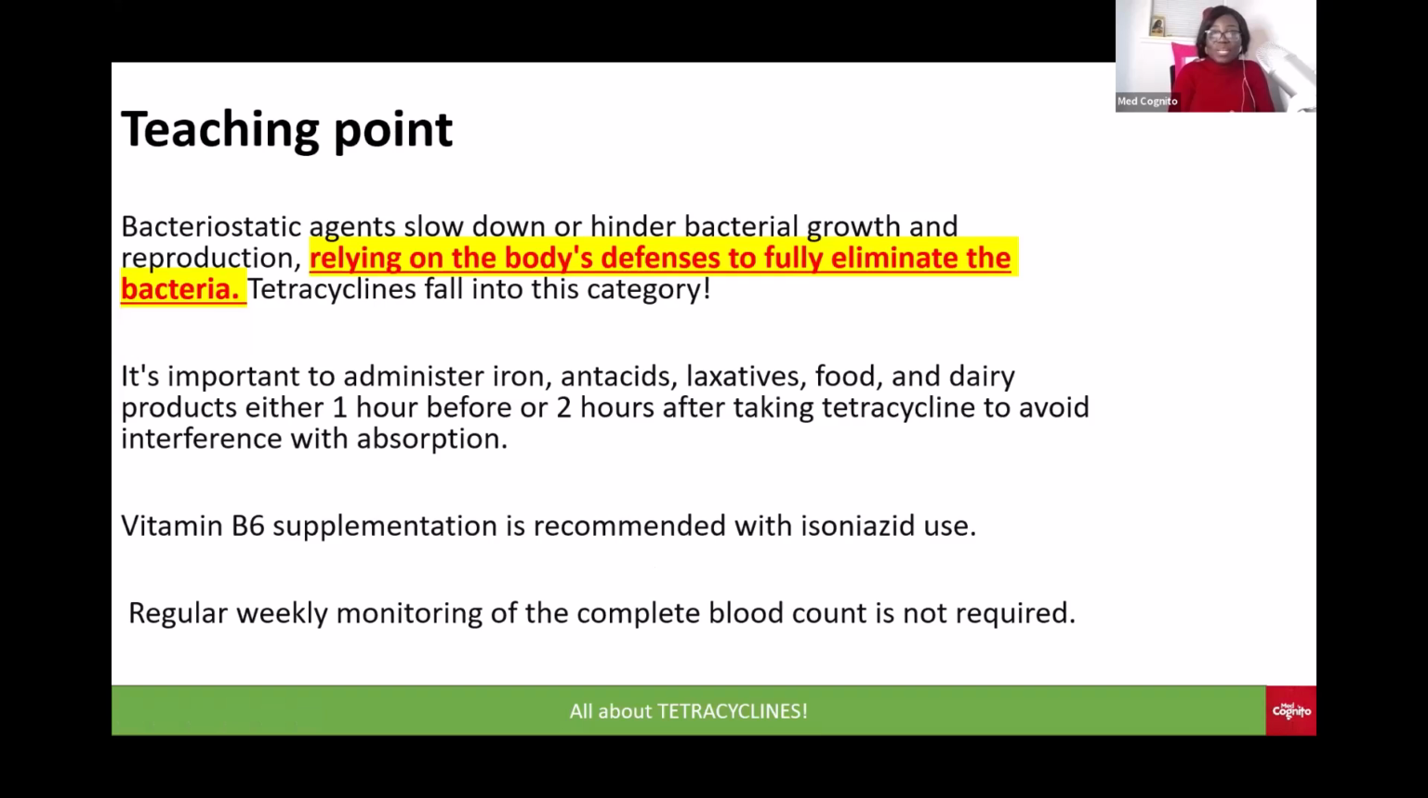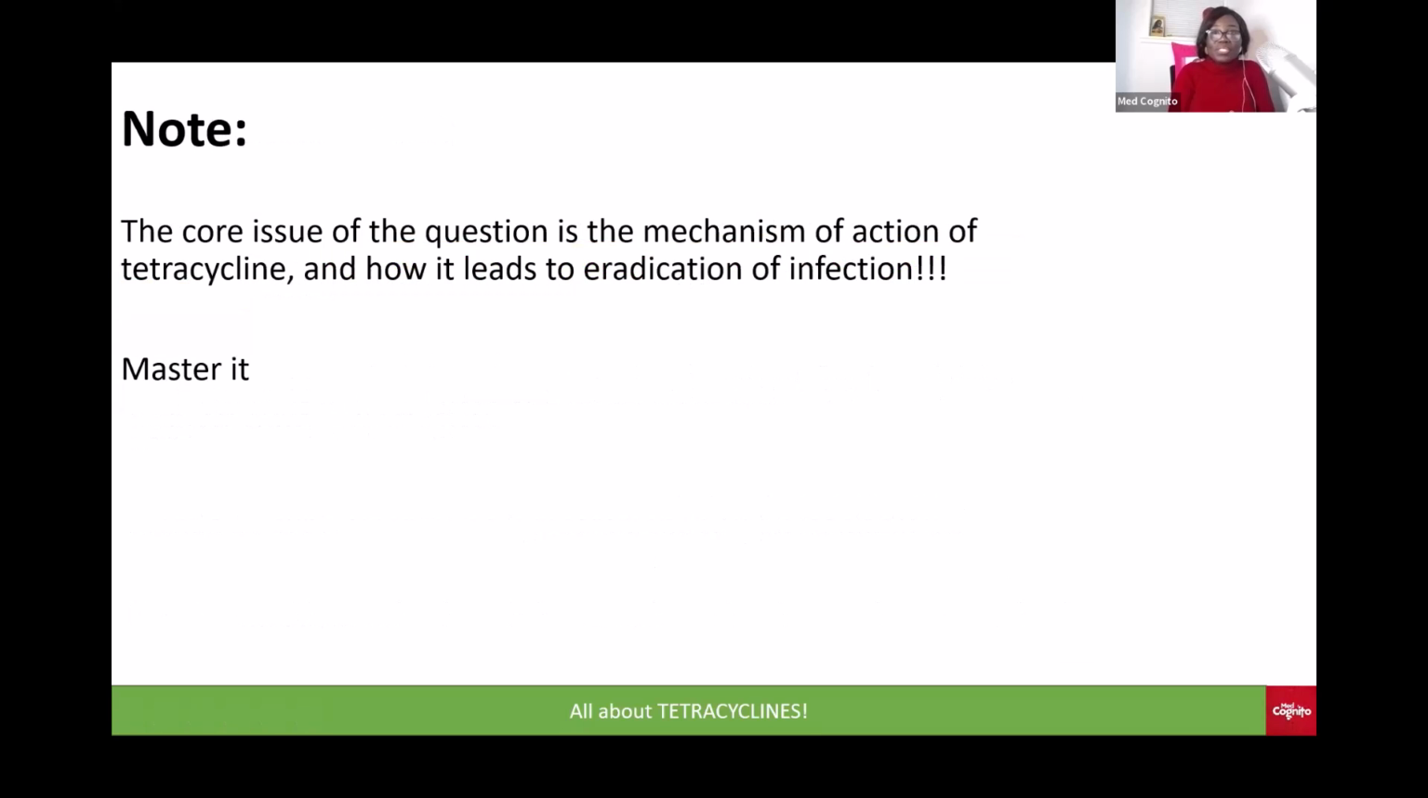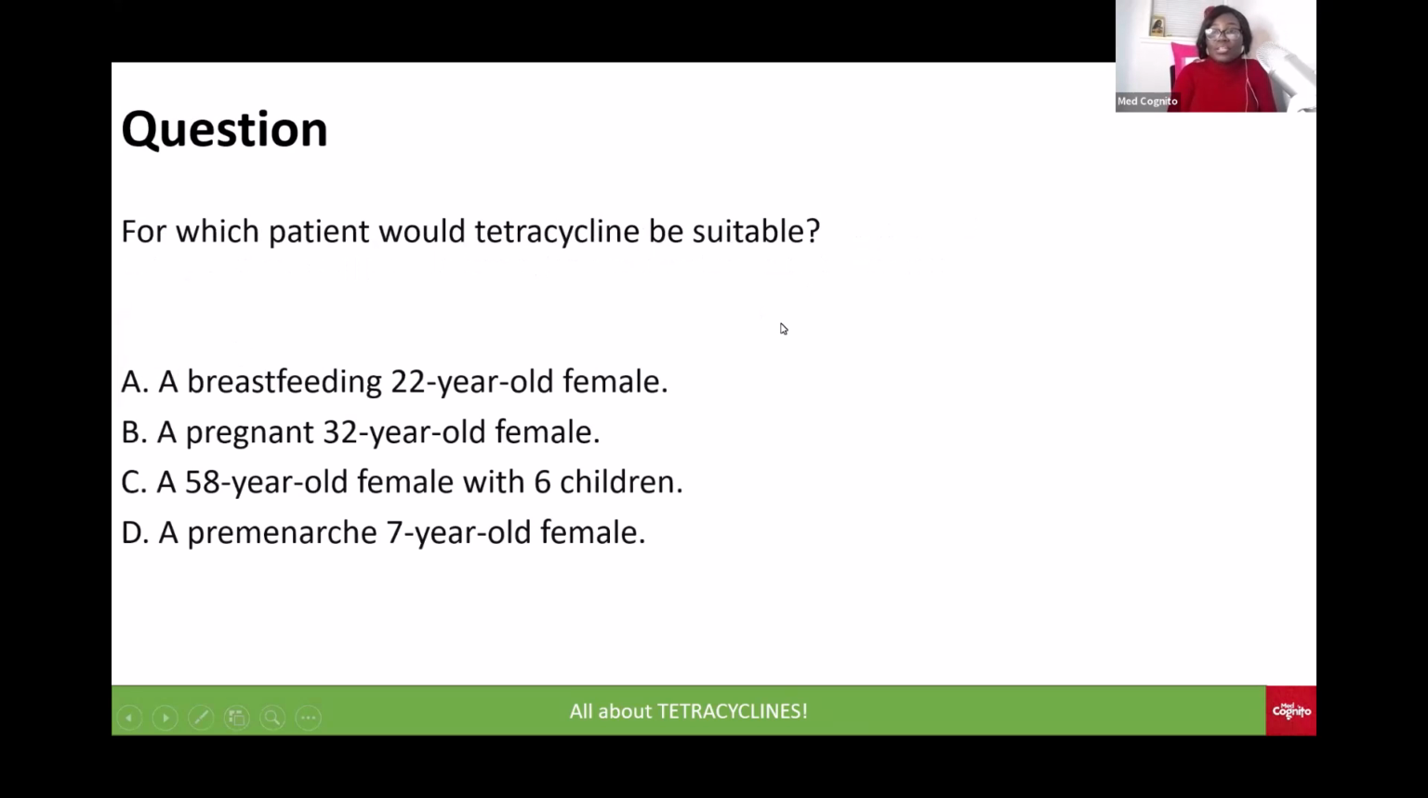Great, thank you so much. We move to the next question, but before that, note this: the core issue of the question is the mechanism of action of tetracycline. So if you know the mechanism and how it leads to eradication of infection, you should be able to answer this. So let's move to the next question, and who would volunteer and help us run through it quickly?